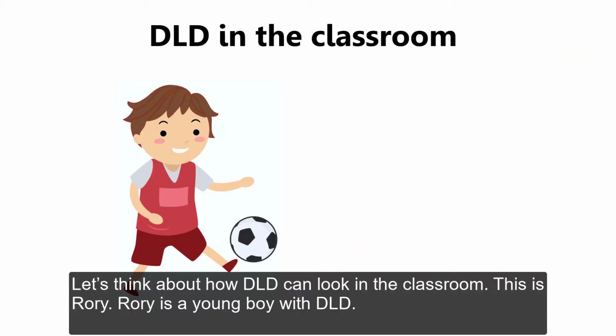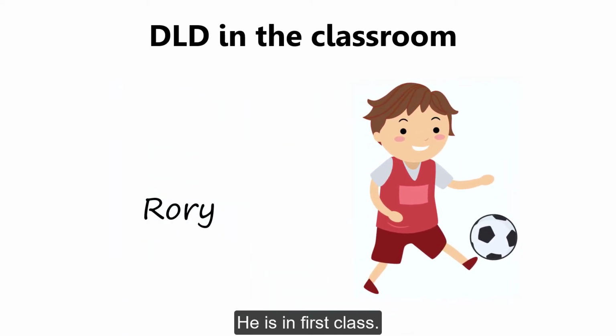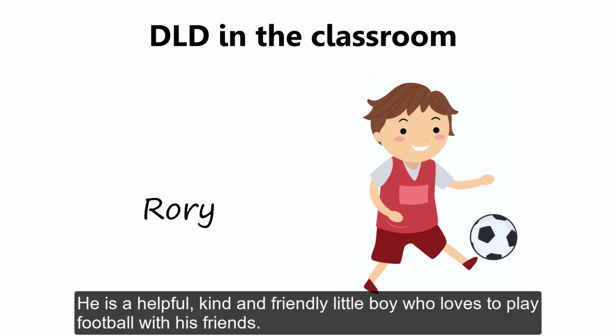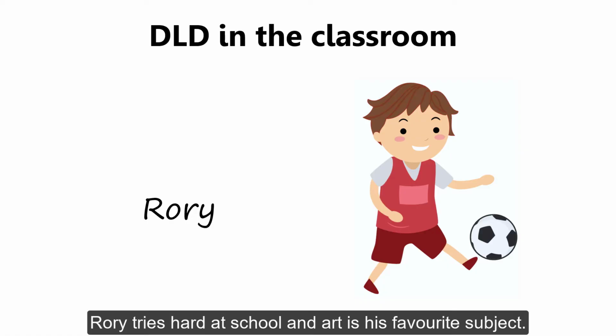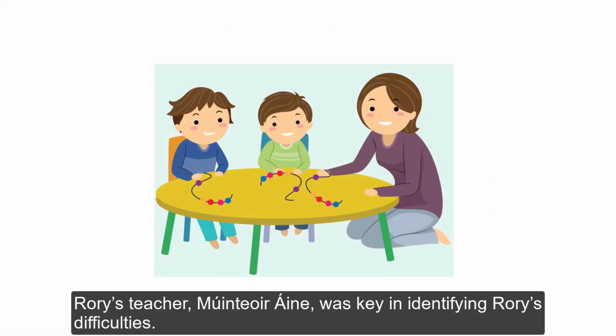This is Rory. Rory is a young boy with DLD. He is in first class. He is a helpful, kind and friendly little boy who loves to play football with his friends. Rory tries hard at school and art is his favourite subject. Rory's teacher, Múinteoir Áine, was key in identifying Rory's difficulties.